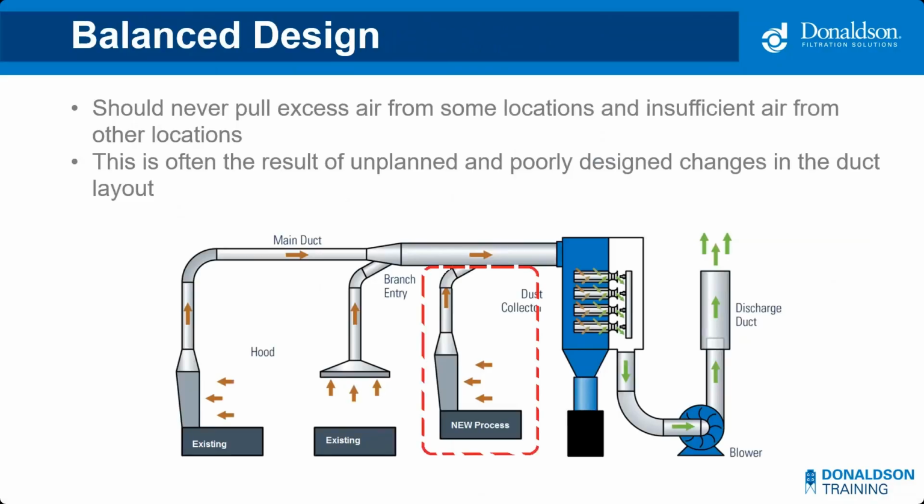All right, so let's talk a little bit about balanced design. Having a balanced system is one of the most important aspects of effective dust collection systems. It makes sure that you're pulling the required amount of air from each hood. And to accomplish this, the energy needs for each leg of the system at a junction must be the same.